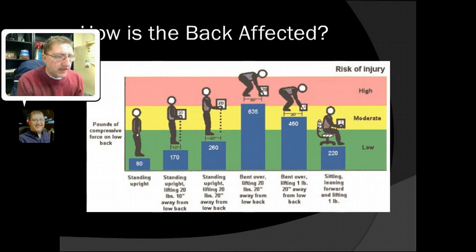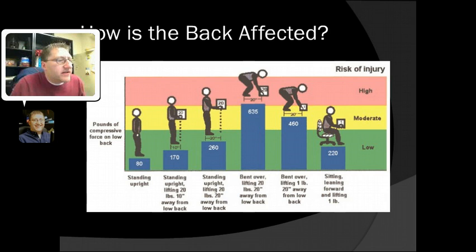So notice standing upright, and this is for some average person. Who knows who that average person really is? But that average person may have 80 pounds of compressive force on the low back just from standing. That's probably related to the part of your body above your lumbar region, the half of your body above that part of the spine. So maybe this person weighs 150, 160 pounds, so about half of that weight is supported by the lower back. And so 80 pounds, that's fine. So that's pretty low risk of back injury just standing around.